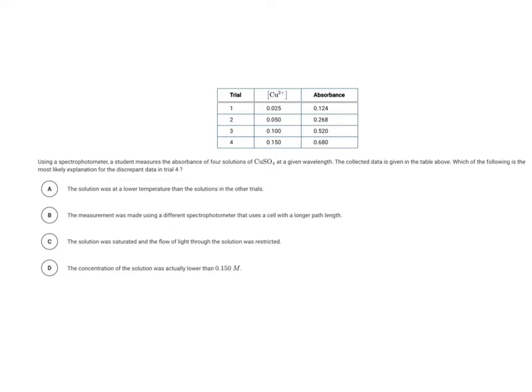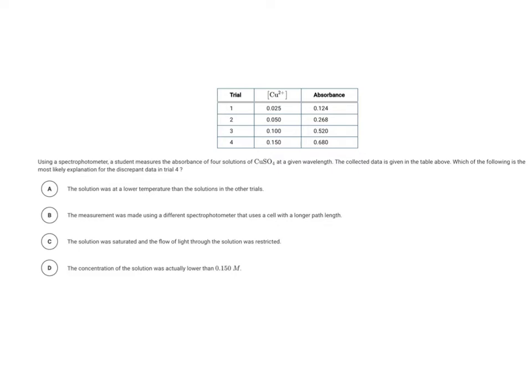In fact, I took this off of the practice AP tests found on the AP Classroom that had to do with spectrometry and Beer's law. There are questions in the multiple choice or in the FRQ section of the AP test that may have to deal with spectrometry or Beer's law. And here's an example. It says, using a spectrometer, a student measured the absorbance of 4 solutions of CuSO4 at a given wavelength. The data collected is in the table below. Which of the following is the most likely explanation for the discrepant data in trial 4?